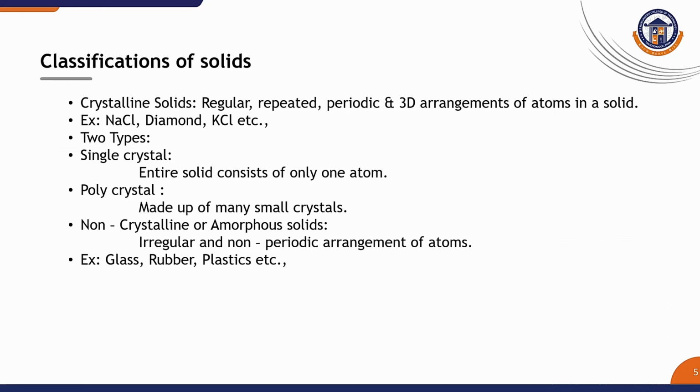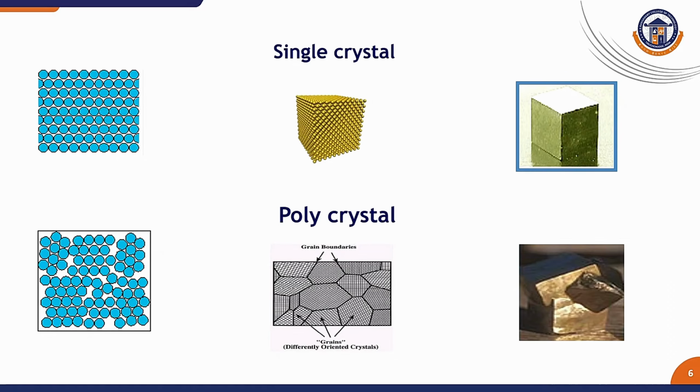A single crystal is one where the whole specimen is one continuous crystal with atoms arranged uniformly. A polycrystal is made of many small grains or crystals, each with its own orientation. An amorphous or non-crystalline solid is one where atoms are arranged irregularly and do not show periodicity. Examples: glass, rubber, plastics.